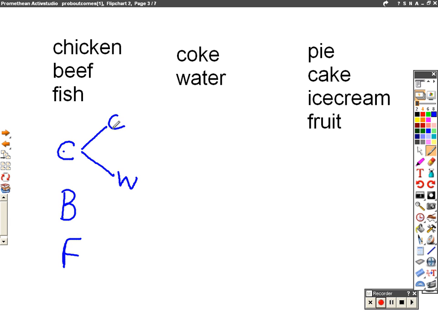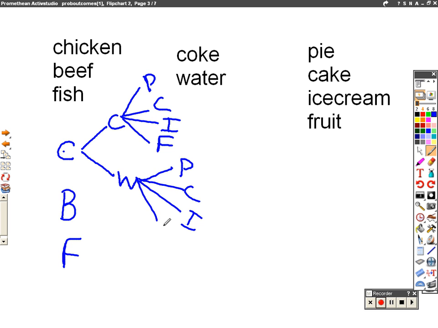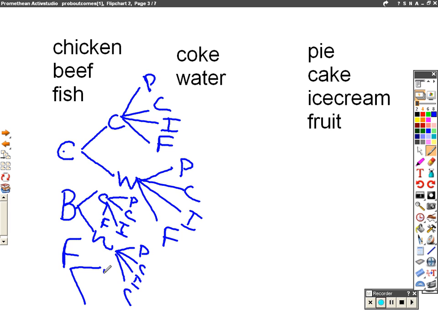If I had chicken and Coke, then I could have pie, cake, ice cream, or fruit. If I had chicken and water, I could also have pie, cake, ice cream, or fruit. If I chose beef, I could have Coke or water, and then from each one of those, I could pick from pies, cakes, ice cream, or fruit. And the same for fish. Once I get all my pieces written out, and sorry, it's starting to get difficult, I'm running out of space to write.